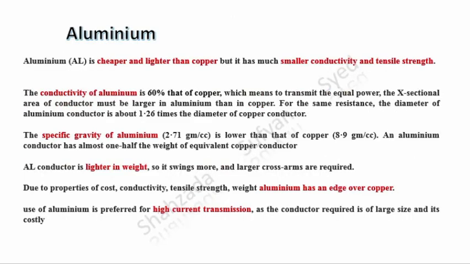Next we have aluminium. Aluminium is cheaper and lighter than copper, but it has smaller conductivity and tensile strength as compared to copper. And if we make a comparison between aluminium and copper, we find that the conductivity of aluminium is 60% that of copper, which means the cross-section area of the conductor must be larger in the case of aluminium than copper.